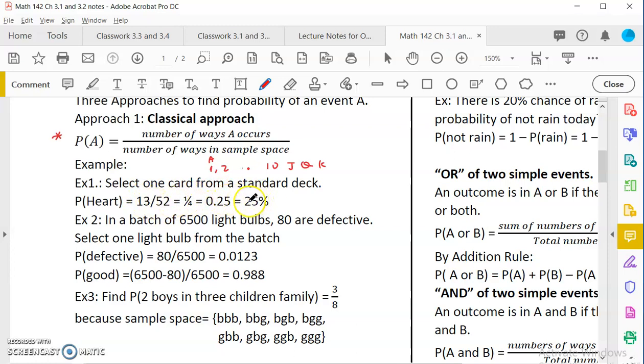You can write 25%. In this class, our standard is to write in decimal. You can write in fraction too, but we usually write in decimal. Percent is for when you're writing a sentence.